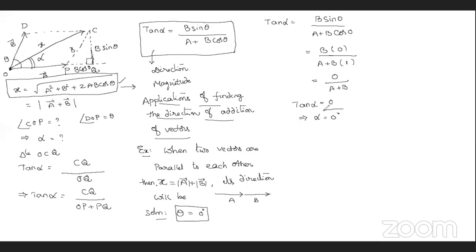The resultant vector also makes an angle of 0 degrees. Means, these are the two vectors, A bar having the magnitude A, B bar having the magnitude B. The resultant vector X also will be in the same direction. Is it correct? Correct, sir. Very good. So this is the way of finding out the direction of the resultant vector.